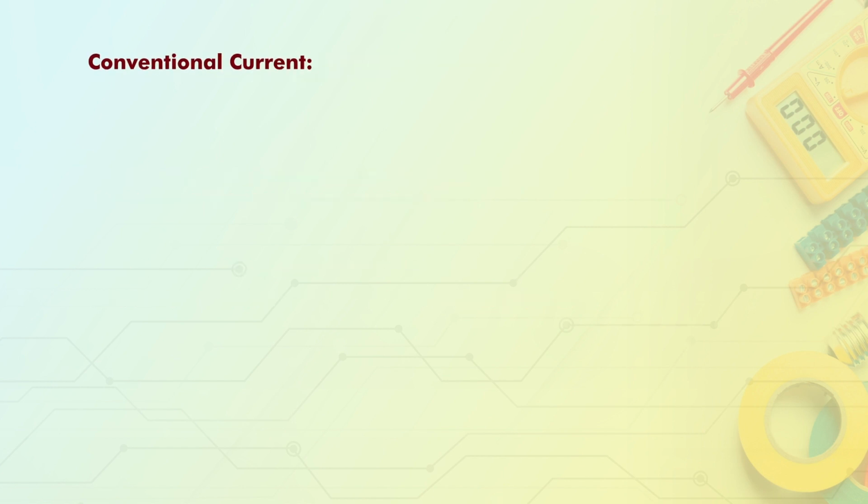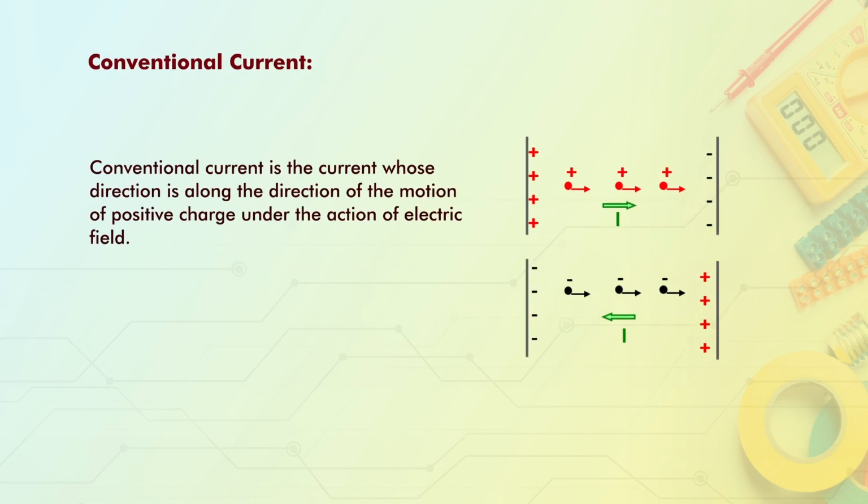Conventional current is the current whose direction is along the direction of the motion of positive charge under the action of an electric field. Conventional current is the flow of current that follows the path taken by the positive charge as they move under the influence of the electric field.